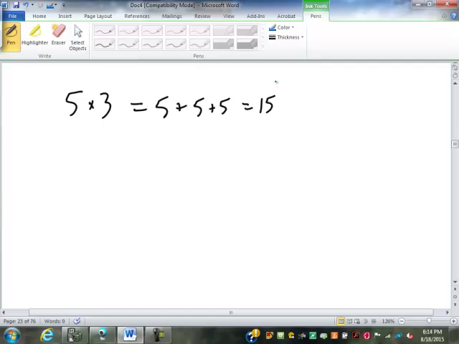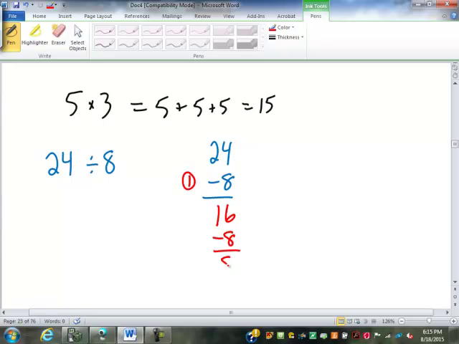Now, I said earlier that division was the reverse of multiplication. So it makes sense that division is repeated subtraction. 24 divided by 8 is asking us, how many times can I subtract 8 from 24? 24 minus 8 is 16, that's once. 16 minus 8 is 8, that's twice. 8 minus 8 is 0, that's 3 times. 24 divided by 8 is 3 because we can subtract 8 from 24 3 times. There was nothing left over, so it's just 3.